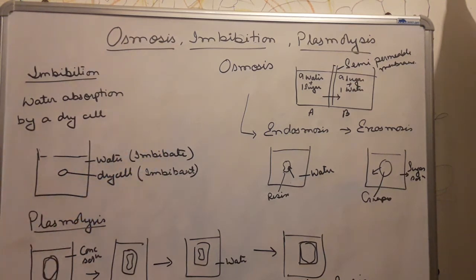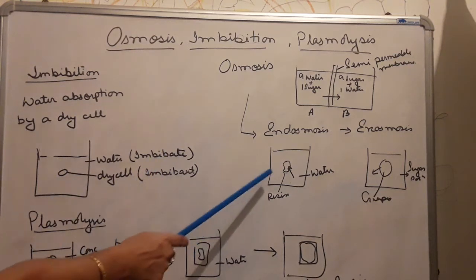Now, when water enters into the cell, then what happens? A pressure is being created. That particular pressure is known as the osmotic pressure. Now, osmosis is of two types. Endosmosis, in which the water enters into a cell, and exosmosis, in which the water comes out of the cell.